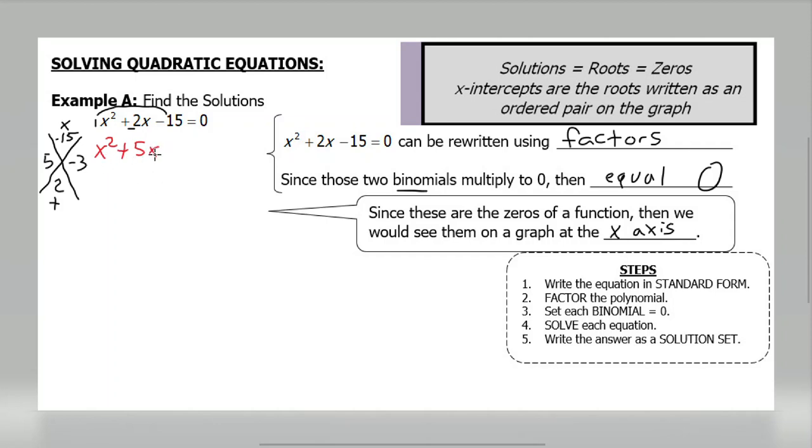X squared plus 5x, I got that 5 from right there, minus 3x, I got that minus 3 from right there, minus 15. And then I can continue to factor this. Remember, I can do this because 5x minus 3x will give me this original 2x. So this equation and this equation are both equal.